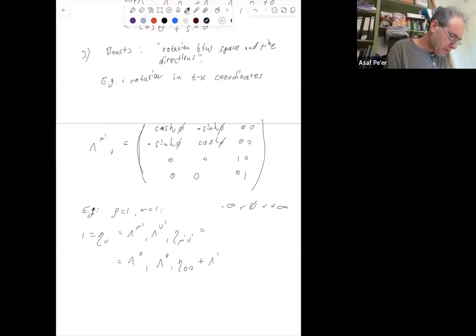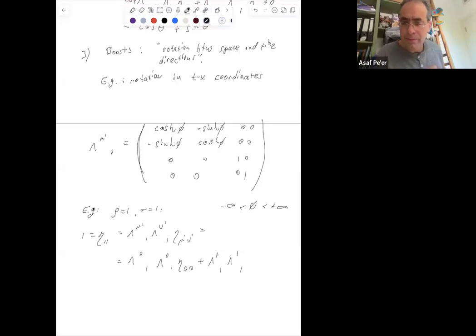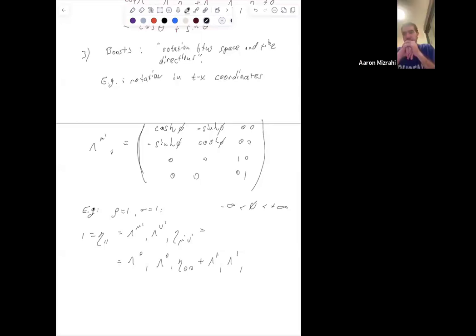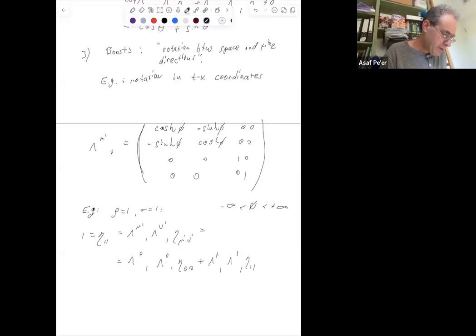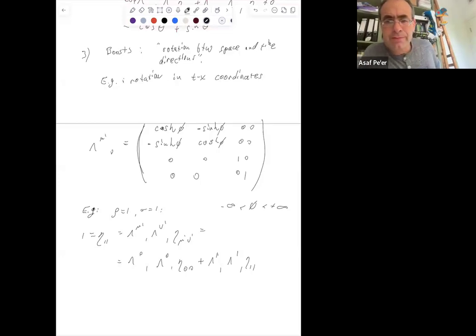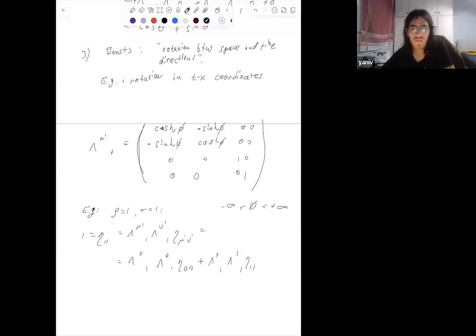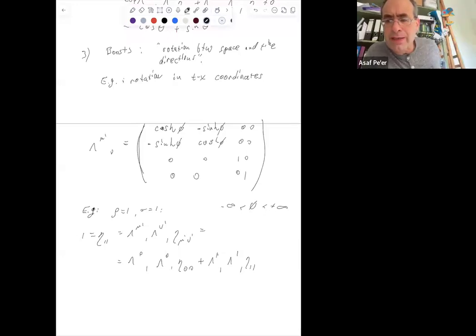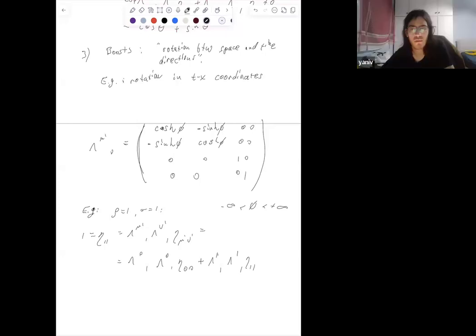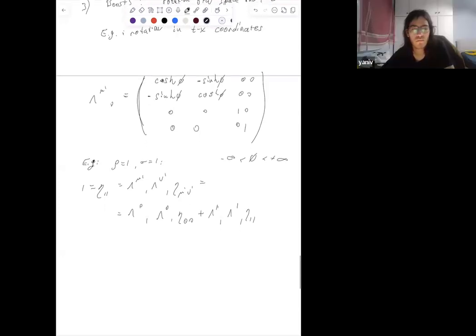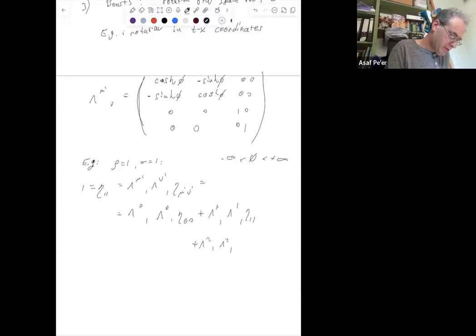Plus, what about lambda 1, 1? Is it 0? Hyperbolic cosine. So we have eta 1, 1. What about lambda 2, 1? 0, right? Lambda 2, 1 is 0, so I don't bother writing it. What about lambda 3, 1? Also 0. Plus lambda 2, 1, lambda 2, 1, eta 2, 2, plus lambda 3, 1, lambda 3, 1, eta 3, 3. This is 0, this is 0, so I don't care.